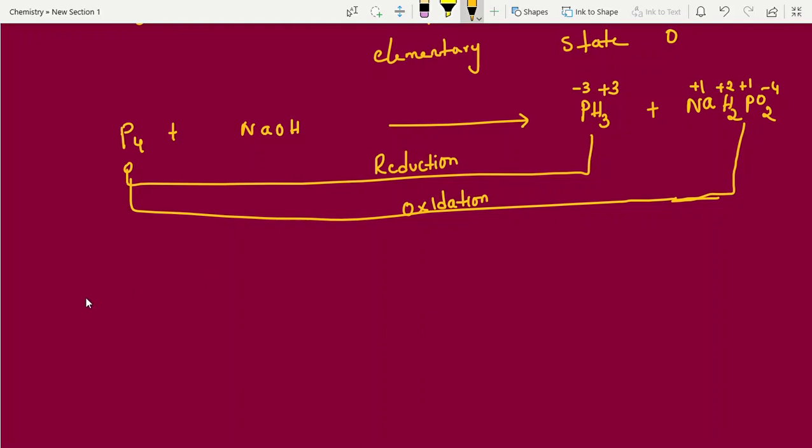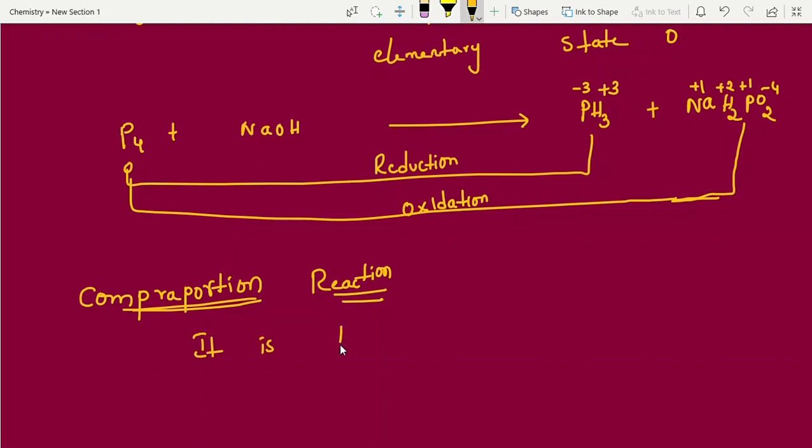Now the next model is comproportionation. Comproportionation reaction. It is so simple, students. It is the reverse of the disproportionation reaction.